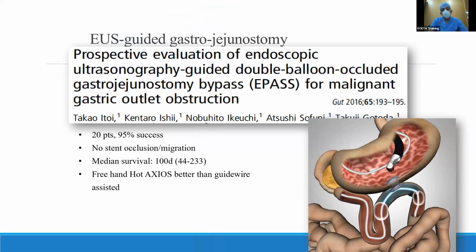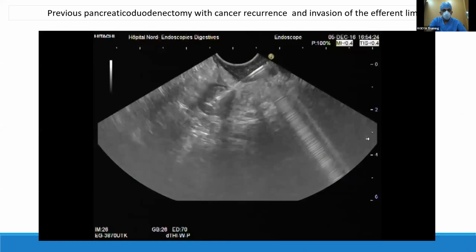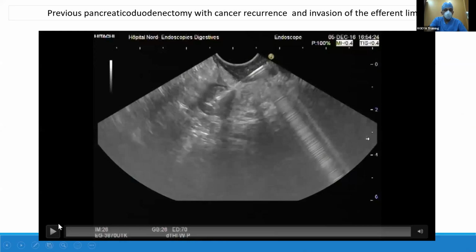Then also what's new in this area: sometimes you don't really need to put a duodenal stent. Now with the LAMS and with the advances of EUS, we have the technique of doing gastrojejunostomy by EUS. So this is one video of the idea.